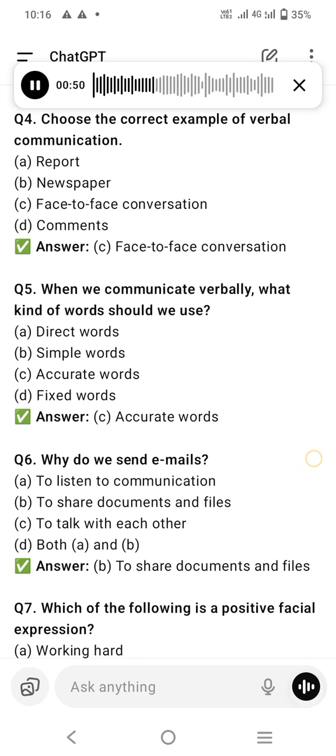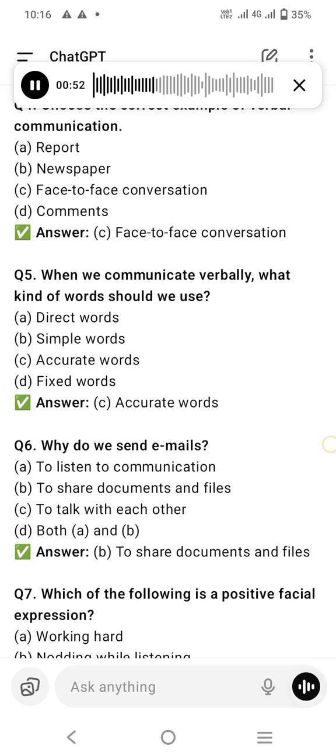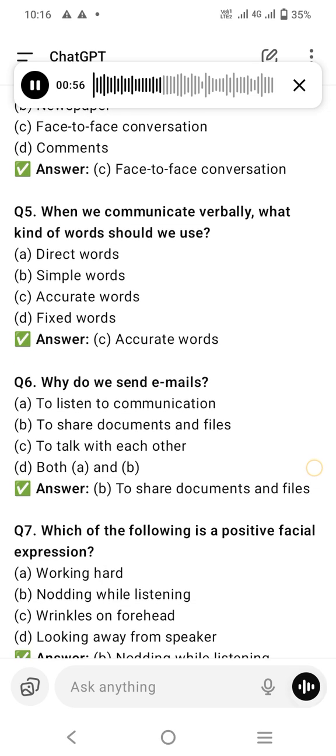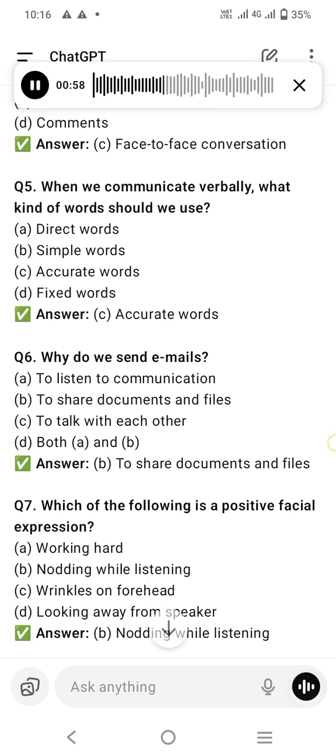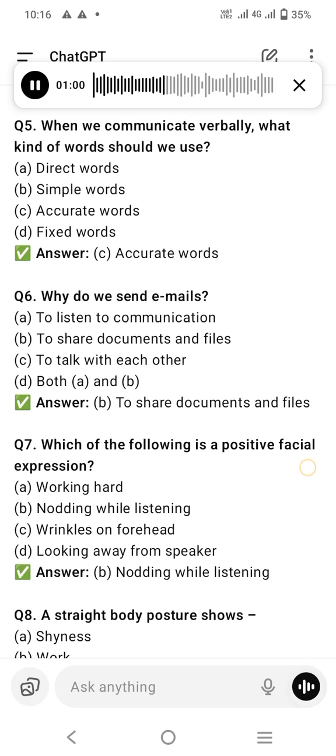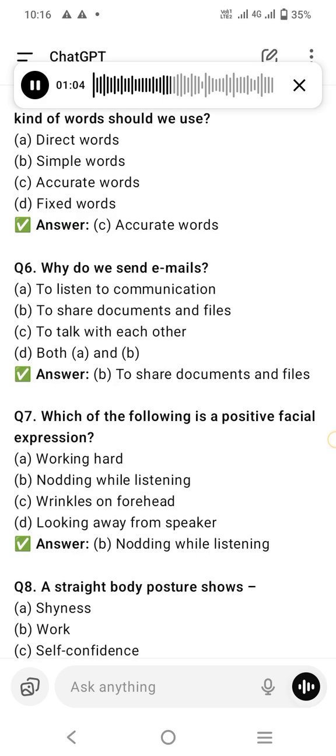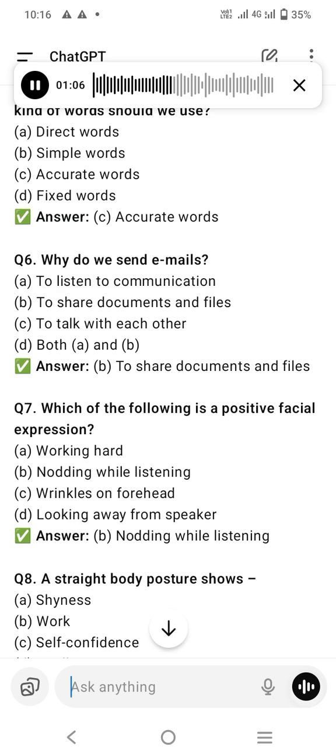Q5. When we communicate verbally, what kind of words should we use? A. Direct words. B. Simple words. C. Accurate words. D. Fixed words. Answer C. Accurate words. Q6. Why do we send emails? A. To listen to communication. B. To share documents and files. C. To talk with each other. D. Both A and B. Answer. B. To share documents and files.